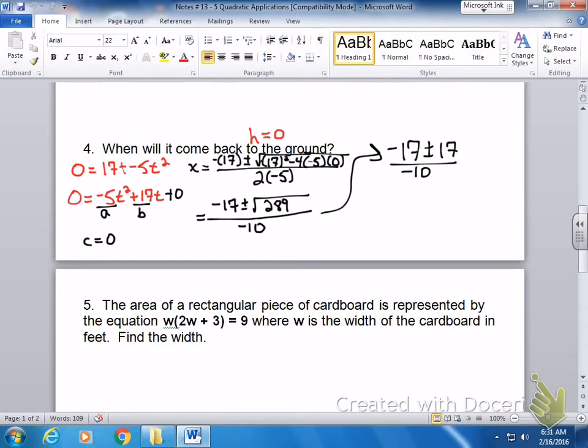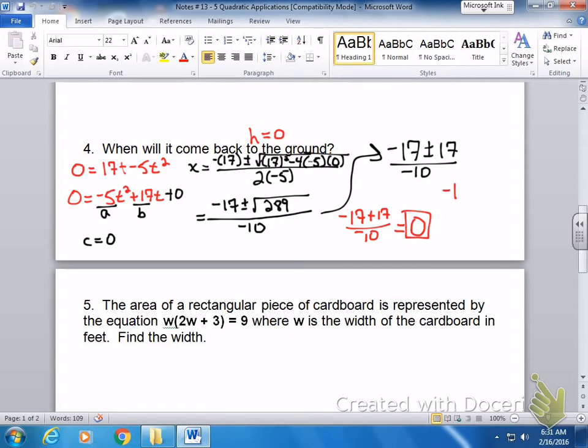So we just need to throw our two problems into the calculator, and we've got our answers. My first one is negative 17 plus 17 over negative 10. Well, negative 17 plus 17 is 0, and 0 divided by anything is 0. So it's on the ground first at 0 seconds, which makes sense because that's where it started.